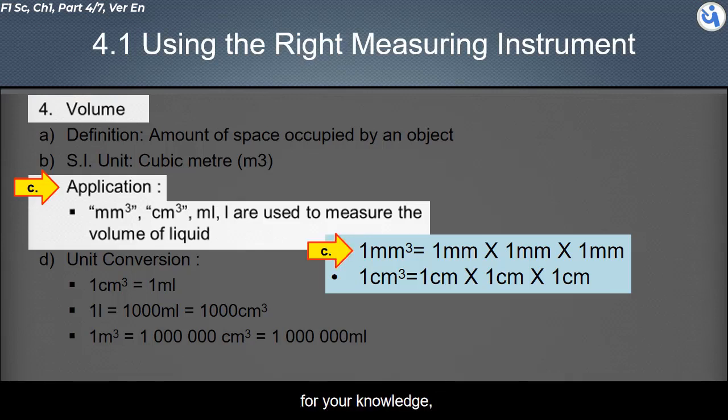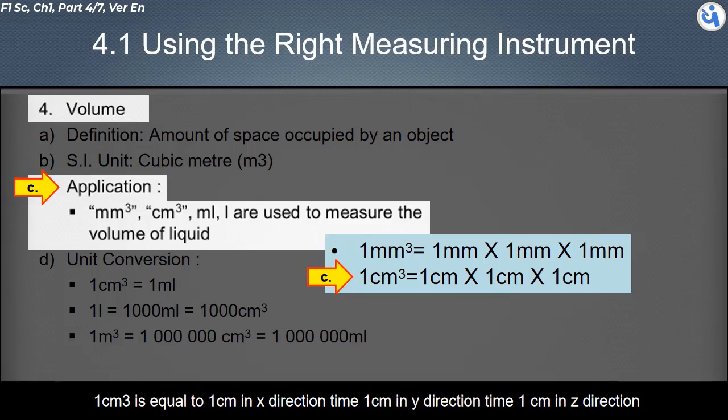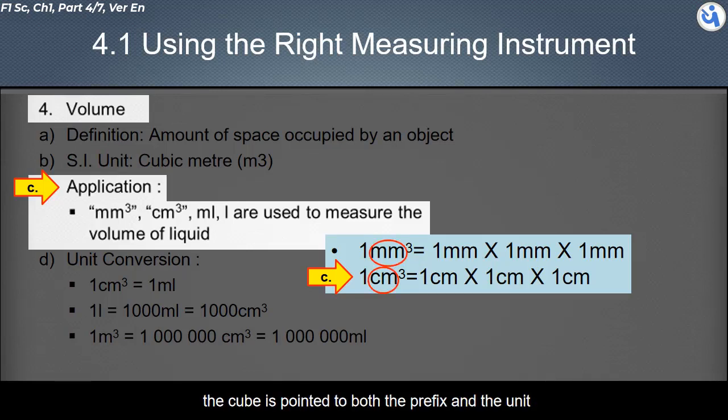For your knowledge, 1 cubic millimeter is equal to 1 millimeter in x direction, multiplied with 1 millimeter in y direction, multiplied with 1 millimeter in z direction. 1 cubic centimeter is equal to 1 centimeter in x direction, multiplied with 1 centimeter in y direction, multiplied with 1 centimeter in z direction. The cubic is pointed to both the prefix and the unit.